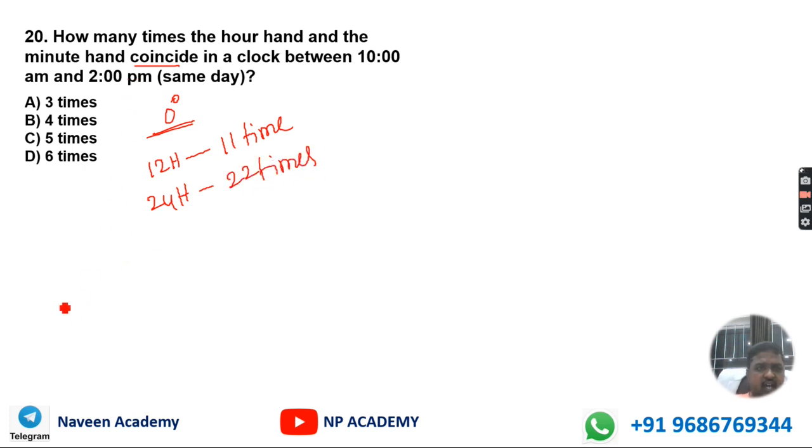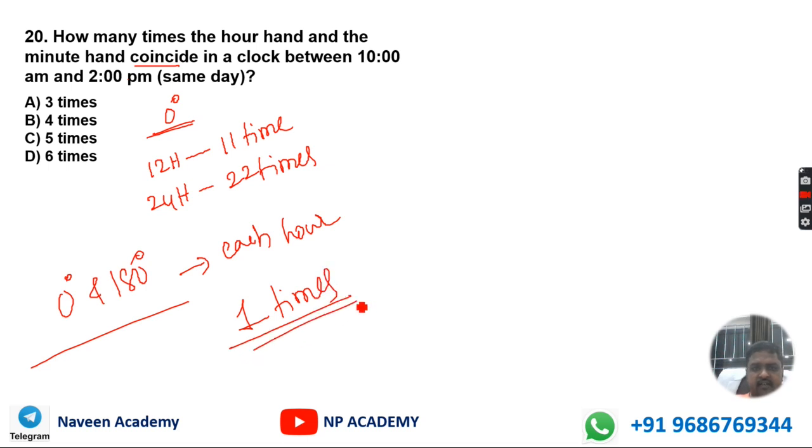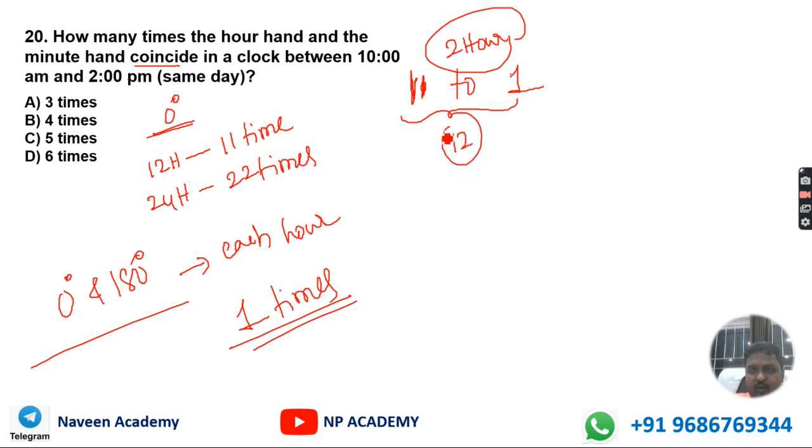0 degree and 180 degree, in each hour we will get one time. So it should be 12 times, but it is not 12 times. Why? Because between 11 to 1, in these 2 hours, 11 to 12 and 12 to 1, the hands coincide only at exactly 12 o'clock. So between 11 to 1 we are getting only one time, not two times.